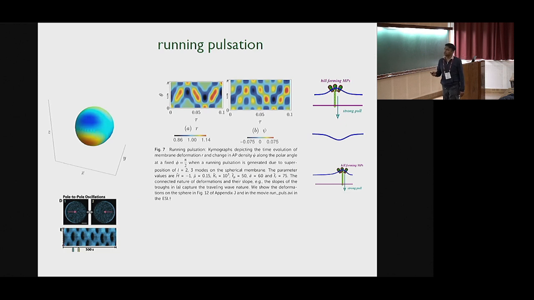And similarly, in another regime, we get this running pulsation from one pole to the other pole. Again, this movie will not play. And this running pulsation, you can see in the theta direction, which is the polar direction of the sphere. The poles are chosen randomly by the system. And then one starts to see pole-to-pole oscillations of these structures.